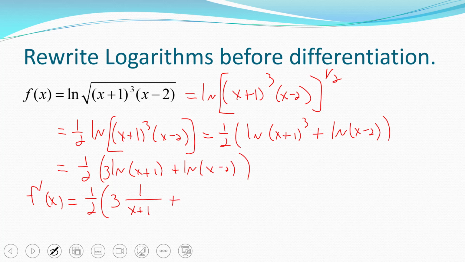Now I need the derivative of the natural log of x minus 2. The x minus 2 goes in the denominator. Its derivative, 1, goes in the numerator. And that's the answer. You can clean it up. You could write it as 1/2 times (3 over x plus 1, plus 1 over x minus 2). But I would leave it that way.